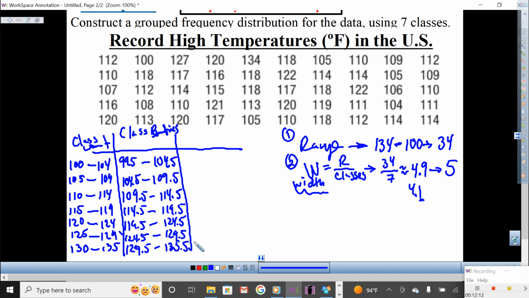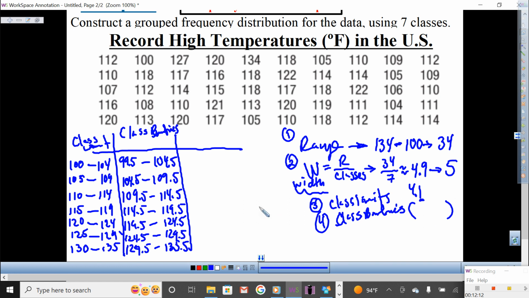All right? So, before I move on, tell your neighbor what step 3 would be. We went from range to the width, then what did we do? Yes, class limit. And step 4 is what? Class boundaries. In parentheses, make sure you elaborate as to how to find the class boundaries.